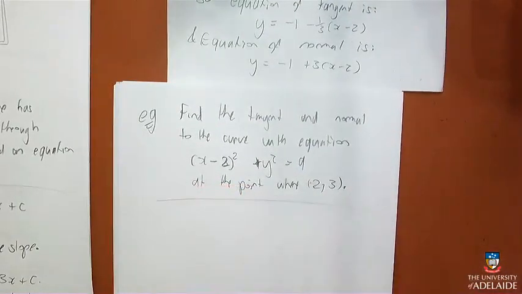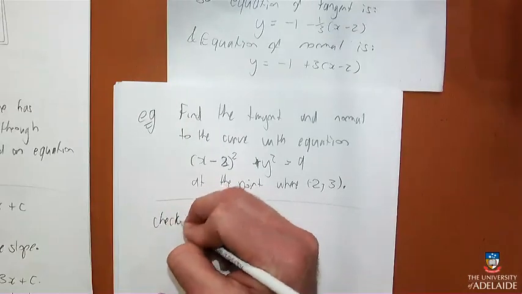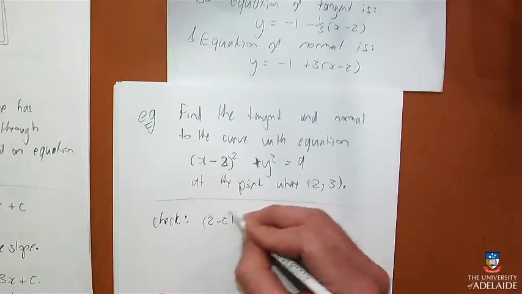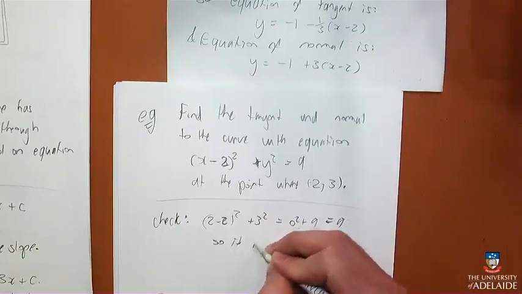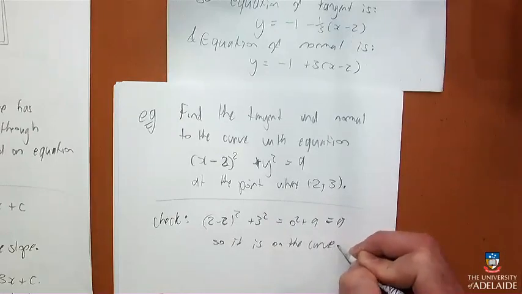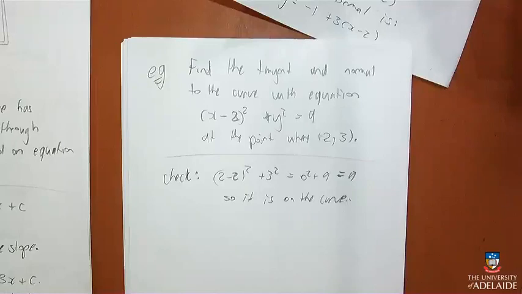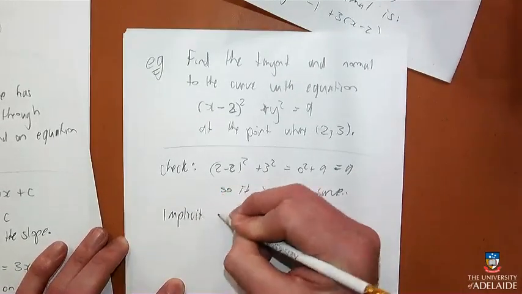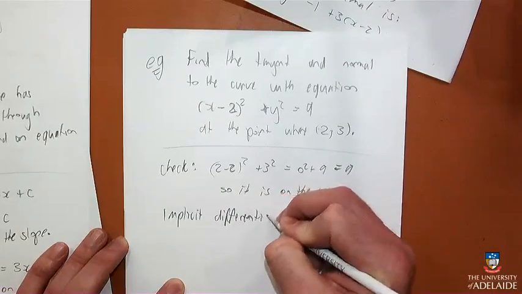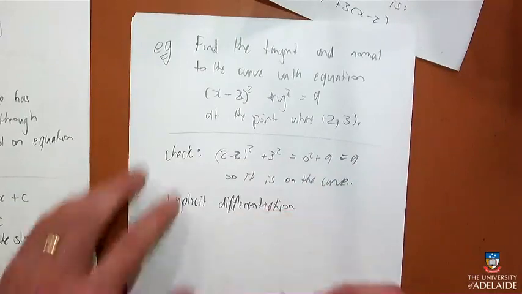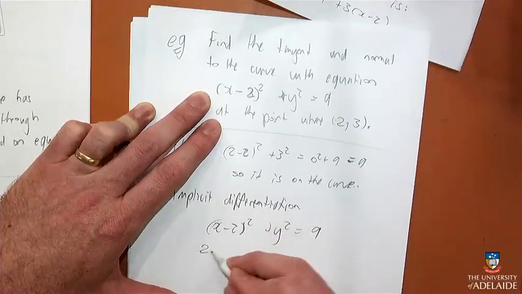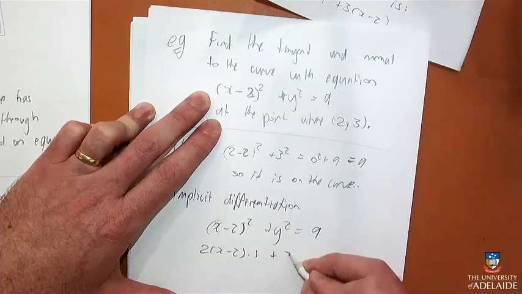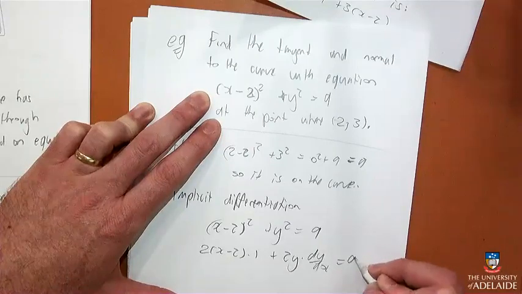So what we would do is set up implicit differentiation, but we should check if this point really is on the curve. 2 minus 2 squared plus 3 squared is 0 squared plus 9, which is 9. So it is on the curve. Implicit differentiation. So the derivative of this, well, chain rule would tell me it's 2(x minus 2) times 1. Chain rule on this would be 2y times the derivative of y. And the derivative of 9 is 0.